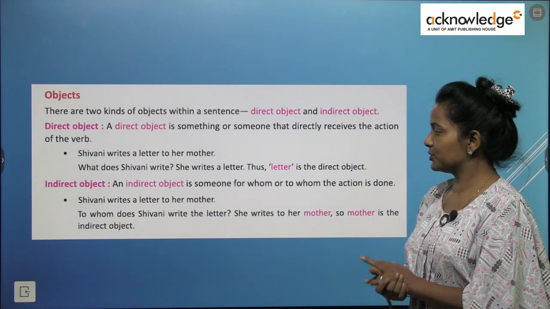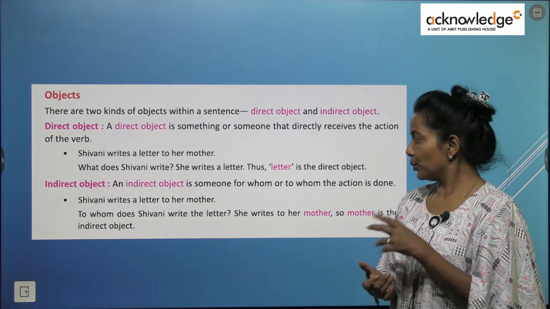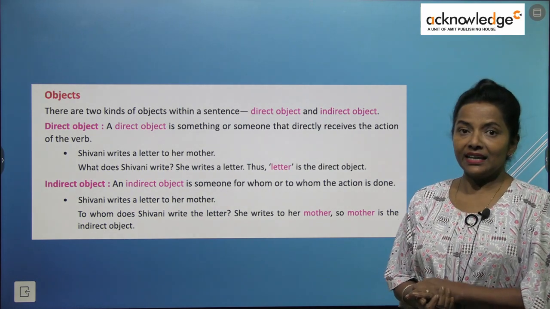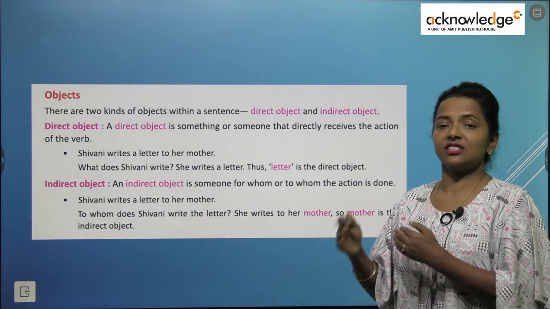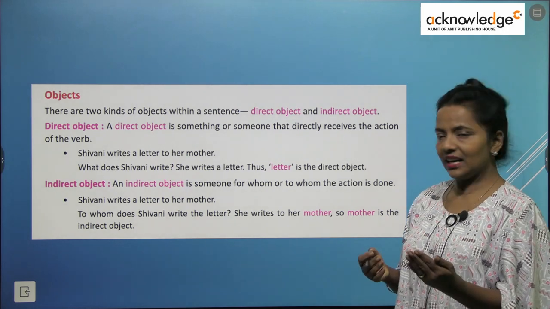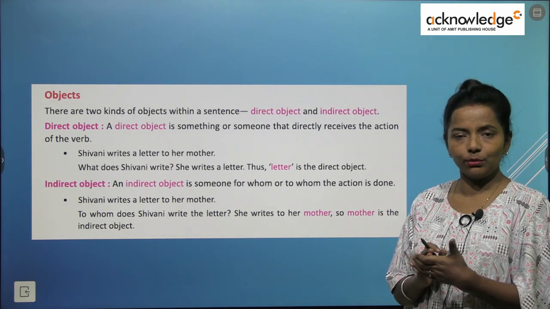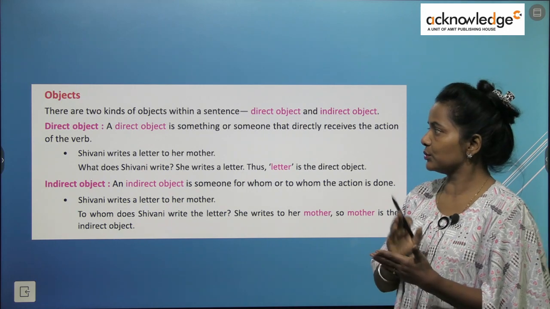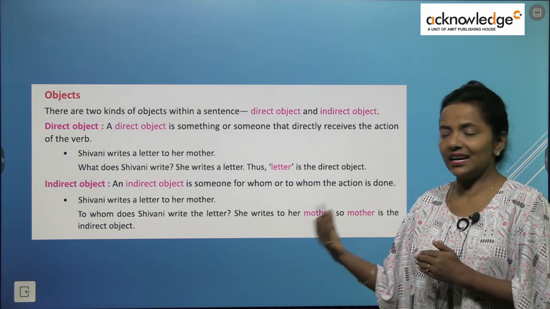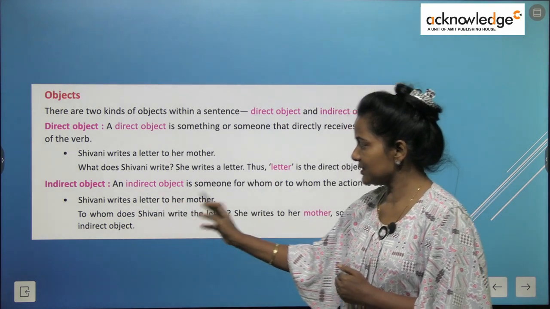An indirect object is someone for whom or to whom the action is done. Indirect object वो होता है जिसके लिए वो एक्शन किया जाता है. Okay, जिससे वो डायरेक्टली कनेक्टेड है वो एक्शन, उसको तो डायरेक्ट ऑब्जेक्ट बोलते हैं, और जिसके लिए वो एक्शन किया गया उसे कहेंगे इनडायरेक्ट ऑब्जेक्ट. Shivani writes a letter to her mother.